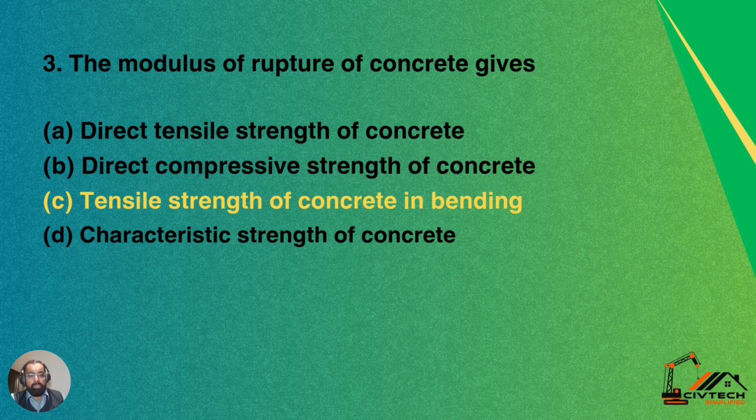Question number 3. The modulus of rupture of concrete gives: option A, direct tensile strength of concrete; option B, direct compressive strength of concrete; option C, tensile strength of concrete in bending; option D, characteristic strength of concrete. Option C is the correct answer. The modulus of rupture of concrete gives tensile strength of concrete in bending.